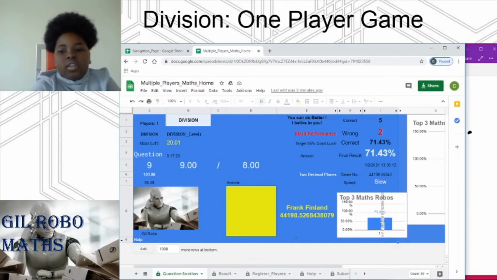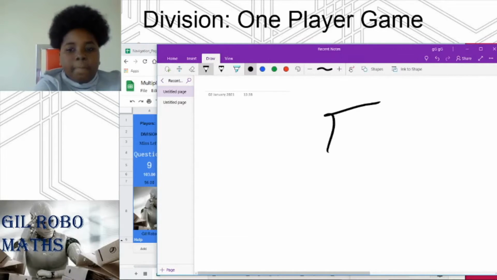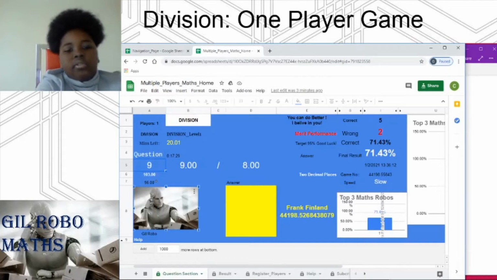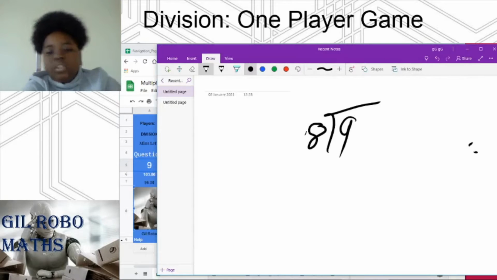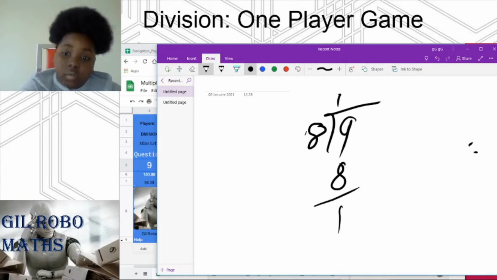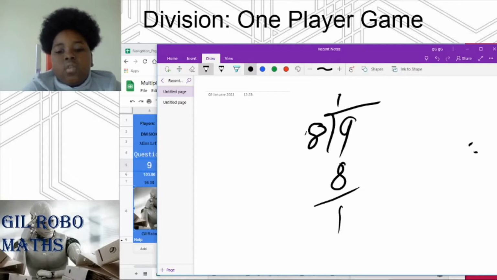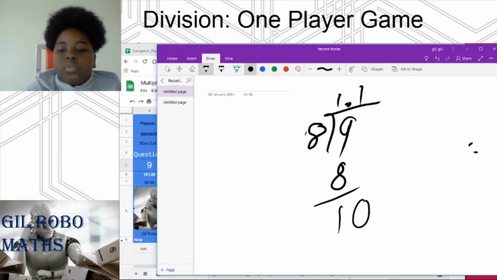9 divided by 8. Let's recalculate that. You put the number on the left hand part inside, and you put the number on the right hand part outside. So 8 in 9, that goes once. 8 times 1 is 8. 9 minus 8 is 1. And then 8 in 1, it can't go, put a 0 and then put a point. 8 in 10, that is 1. 8 times 1 is 8.